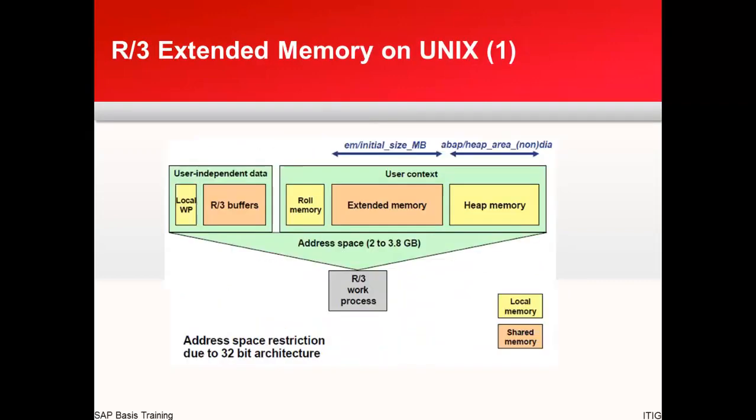Then let's get into the Unix side. In Unix you can see you have the local work process. These are the R3 buffers. You have role memory, extended memory, heap memory. This is the user context. Whenever any user logs in, this is the context which is allocated, with its initial size in MB and heap area for diag or non-diag. The summation of this is the user context.